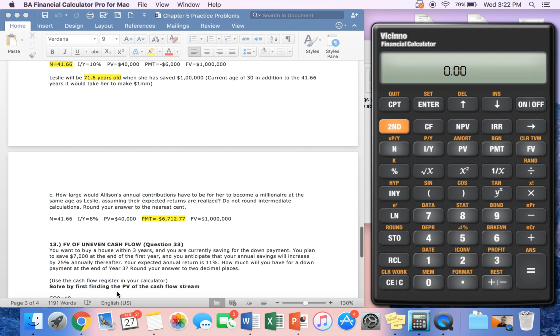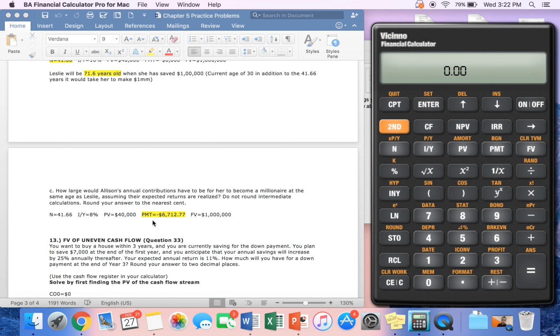So if we plug all this into our calculator, we find out that Allison, to catch up and have the same amount of money as Leslie in the same time period, instead of putting $6,000 into her account, is actually going to have to put in $6,700 into her account to catch up to her twin.